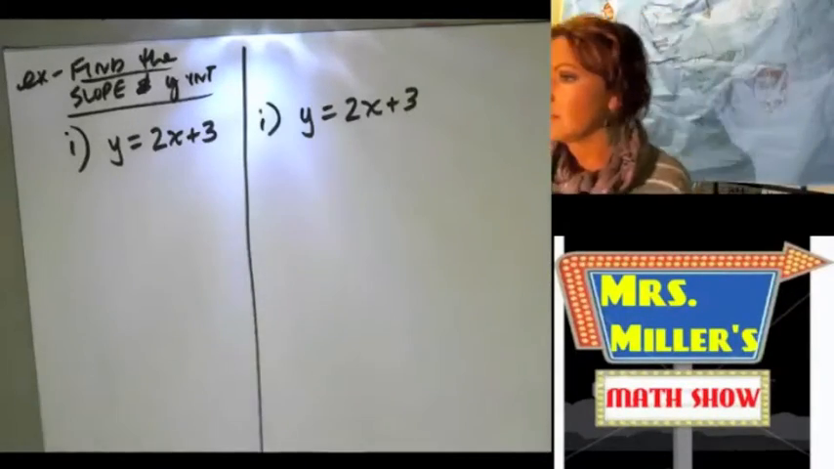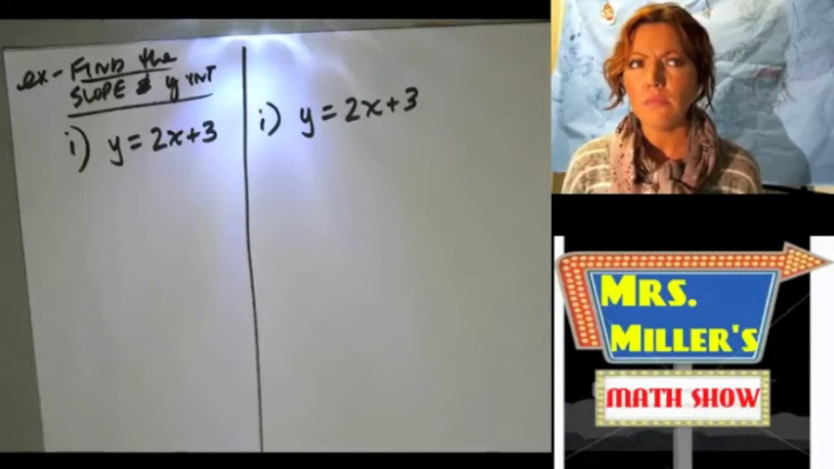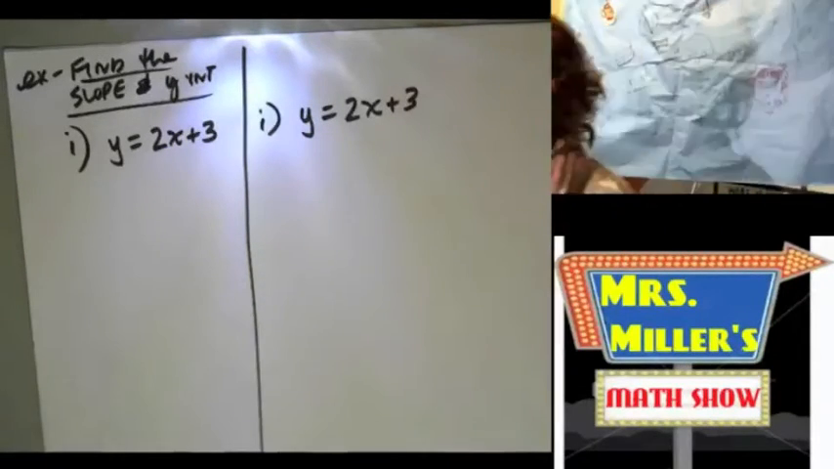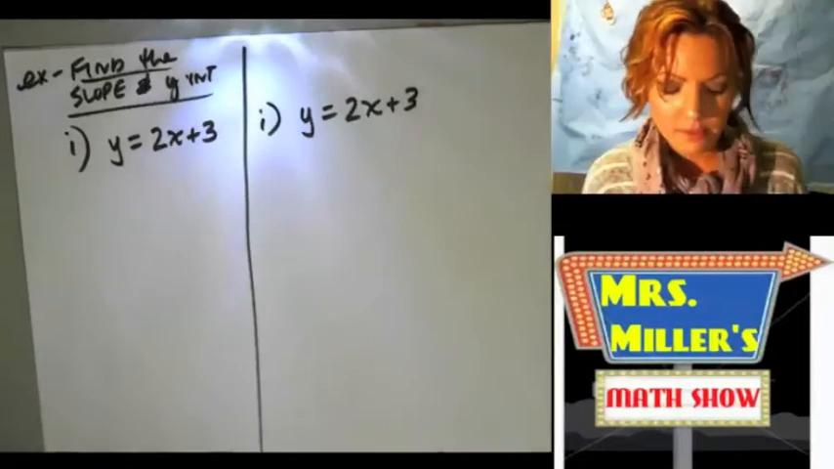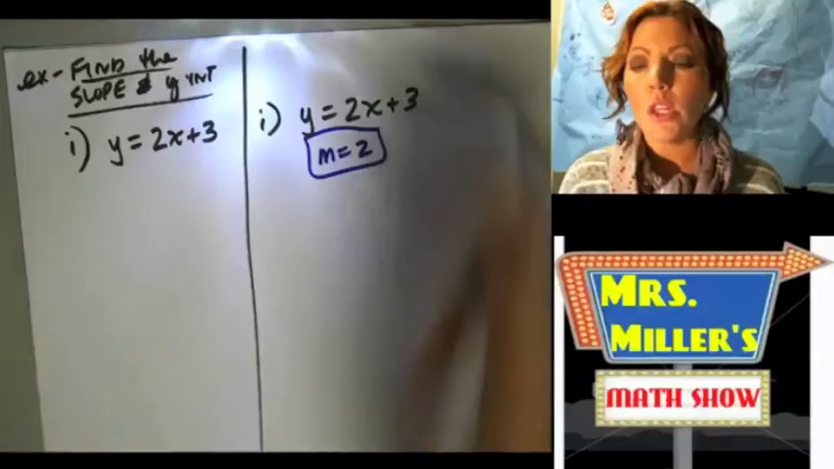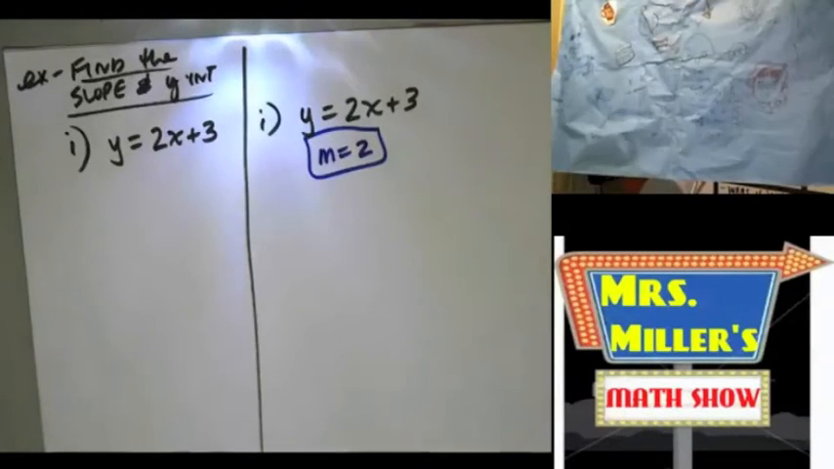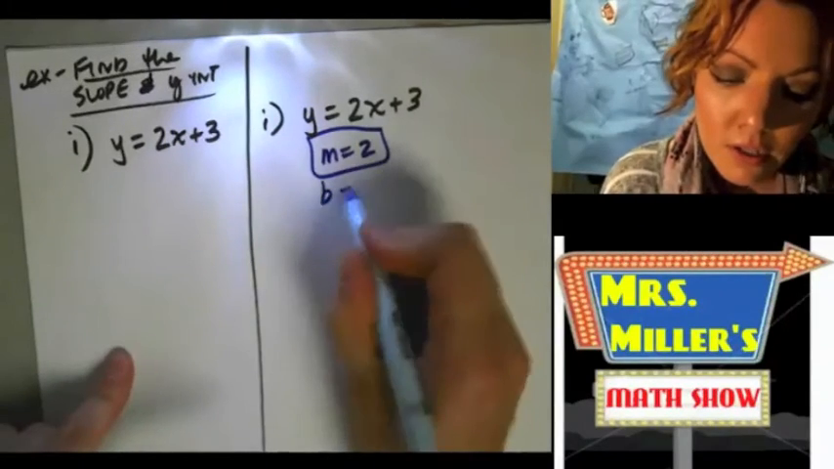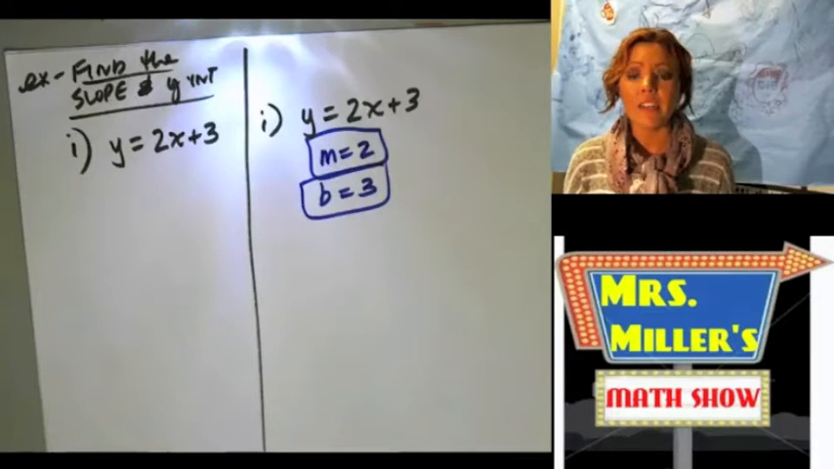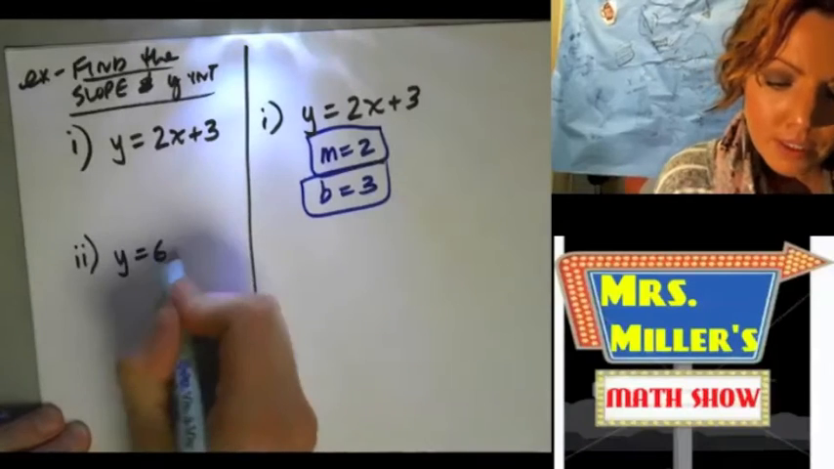So, in this one, who can tell me what the slope is? Let's have Shuggy. 2. Good. It is whatever number is in front of the x. Who can tell me what the y-intercept is? Vanessa? 3. Good. It's whatever does not have an x attached to it. Questions? The end. Don't overcomplicate. Questions on that? Let's do another one.